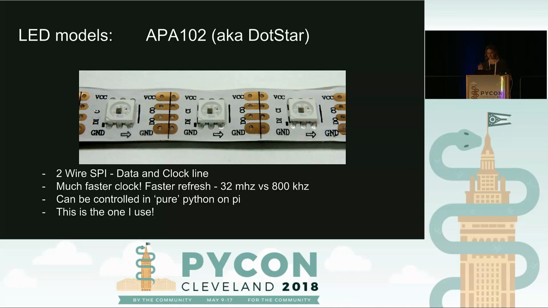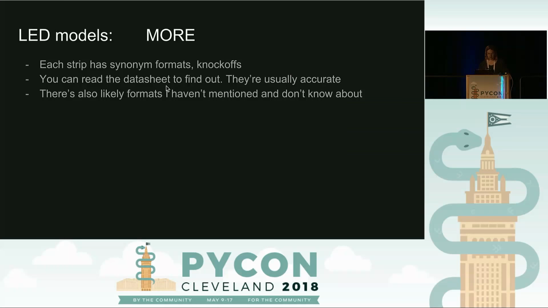All right. So this is what I'm using right here. And it's nice because it can be controlled in pure Python. So if you're going to go buy these, just be aware that each strip has a bunch of other names, often like SK something or other, and you have to be careful because sometimes those are swap-alikes. Sometimes you could use those, but other times they'll have slight differences. So just do your research if you see those.